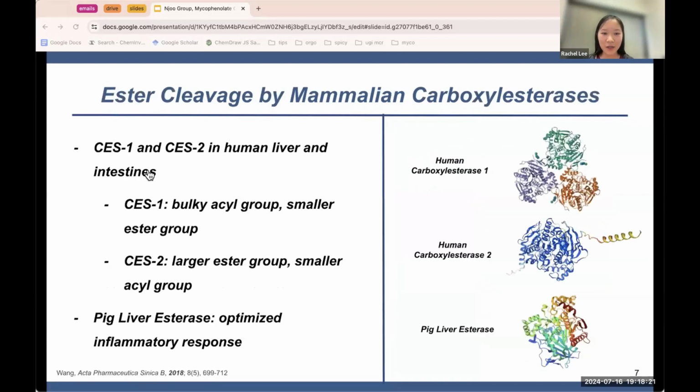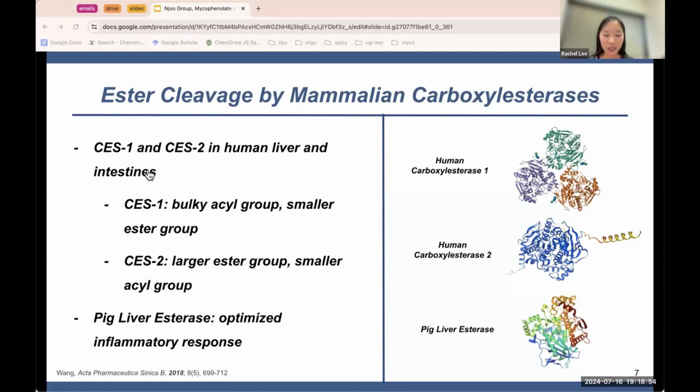Under HPLC, we will use a panel of 3 carboxylesterases: human carboxylesterase 1, 2, and pig liver esterase. The 2 human carboxylesterases are found in the human liver and intestines, but reportedly exhibit selective affinities towards specific structures of esters. Generally, carboxylesterase 1 is more selective towards relatively larger acyl groups and relatively smaller ester groups. So in our case, this would be the analogs with smaller ester tails.